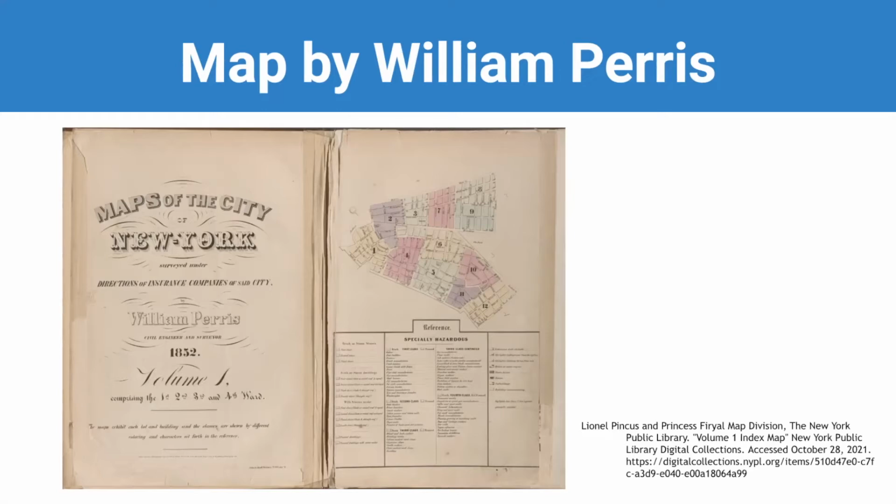So Perris later had another partner named Brown. And so Perris and Brown actually published the first large-scale fire insurance maps. And they did this until 1889 when the Sanborn Company absorbed them. So that's how we get to the Sanborn fire insurance maps.